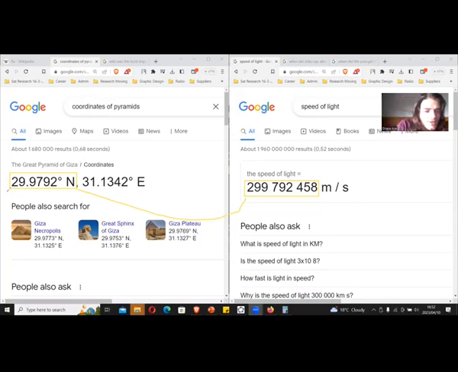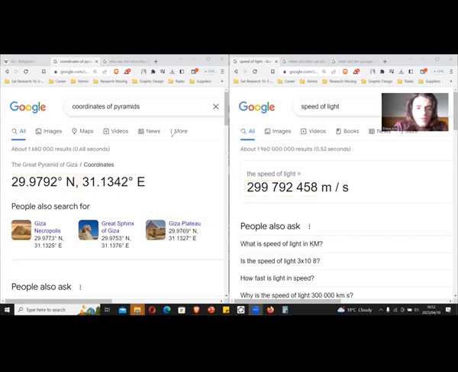Here we have 299, and then it is 299, and then we have 792, and it's 792. These two are exactly the same. And one would ask why. So we have the coordinates of the Great Pyramid, which is where you're going to find them on the globe. And then we also have the speed of light, and they coincidentally happen to be the same for some reason.